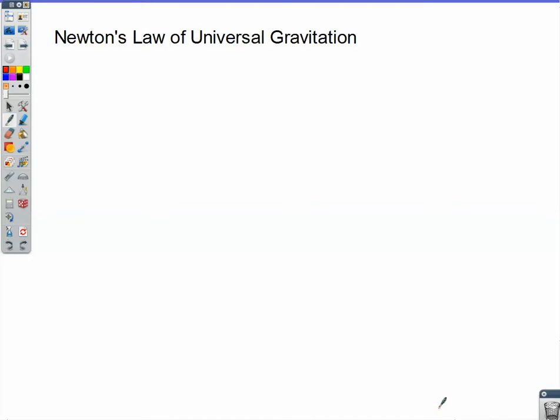So let's start with, we've got the Earth here and we've got the Moon here. And let's say that these guys are some distance r apart, and this distance r is not from the surface of the Earth to the surface of the Moon, it's from the center of the Earth to the center of the Moon, the two objects' centers of mass. And let's give the Earth a mass big M, and let's give the Moon a mass little m.